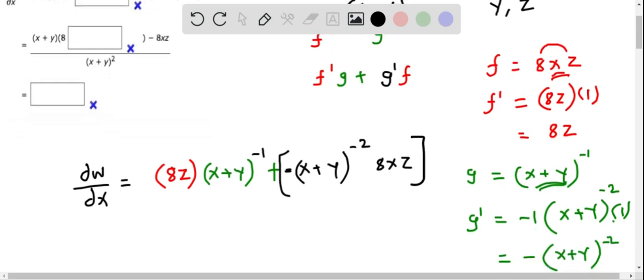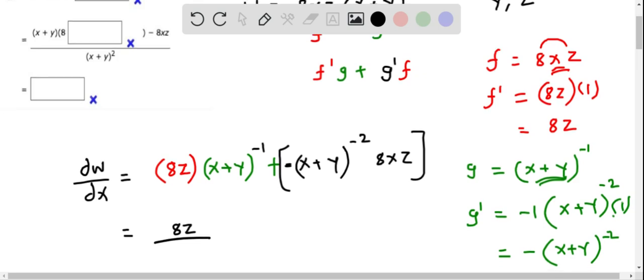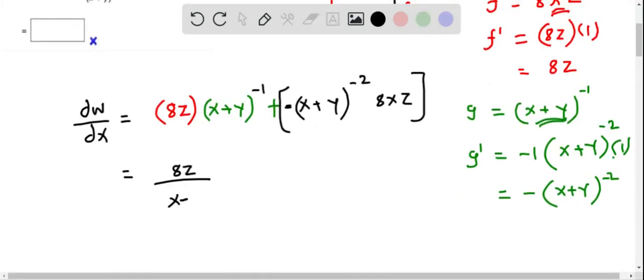Now let's simplify this. So this becomes 8z over (x plus y) raised to the power of positive 1. This (x plus y) raised to the power of negative 1, I'm writing this as 1 over (x plus y). And here we have plus into minus is minus. And then we have 8xz multiplied by (x plus y) raised to the power of minus 2, which can be written in the denominator as positive power. So therefore this becomes (x plus y) raised to the power of positive 2.